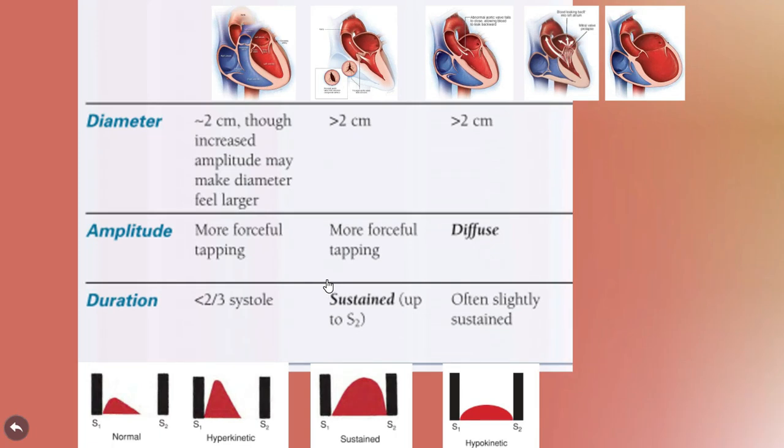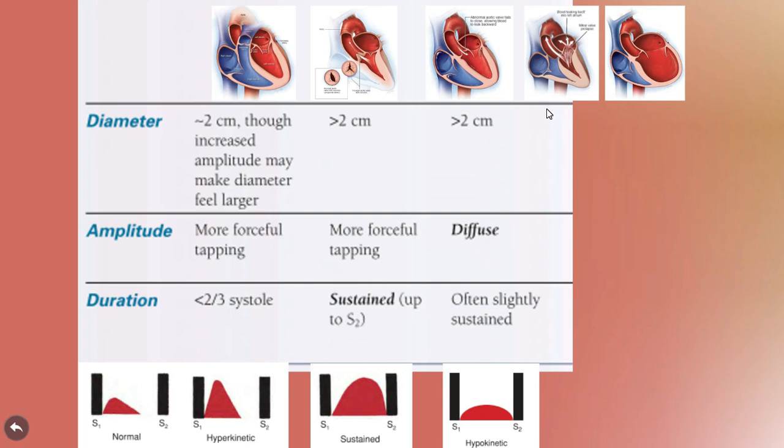Okay, this is a patient with hyperkinetic states. The diameter is about 2 centimeters, but they make the diameter feel larger, and the duration is normal. The amplitude is a more forceful tapping. In a patient with aortic stenosis, the diameter is more than 2 centimeters, more forceful, but there is a sustained duration that extends up to the S2.